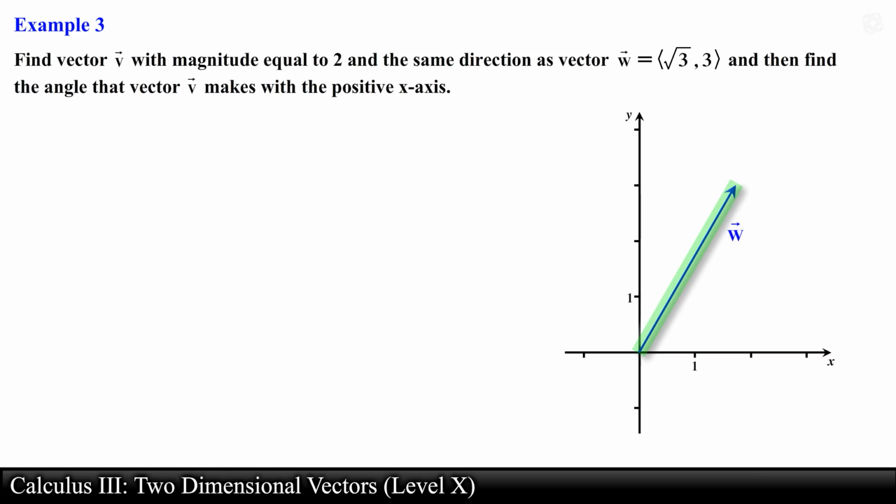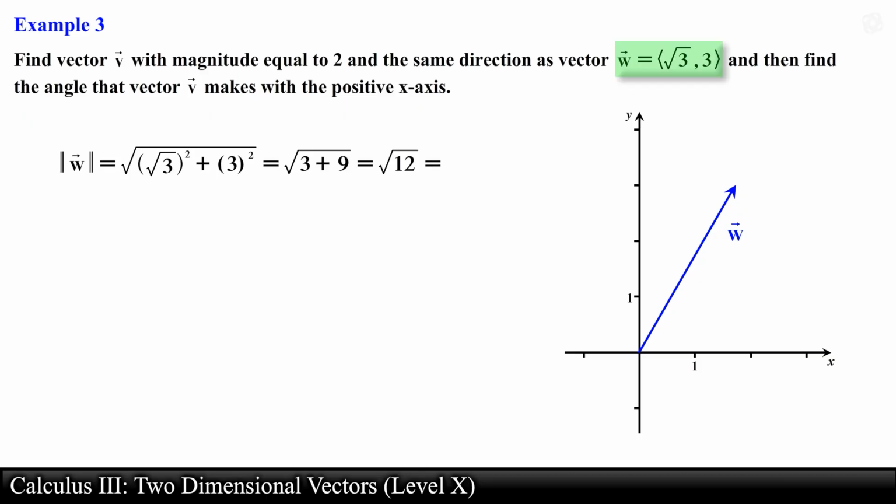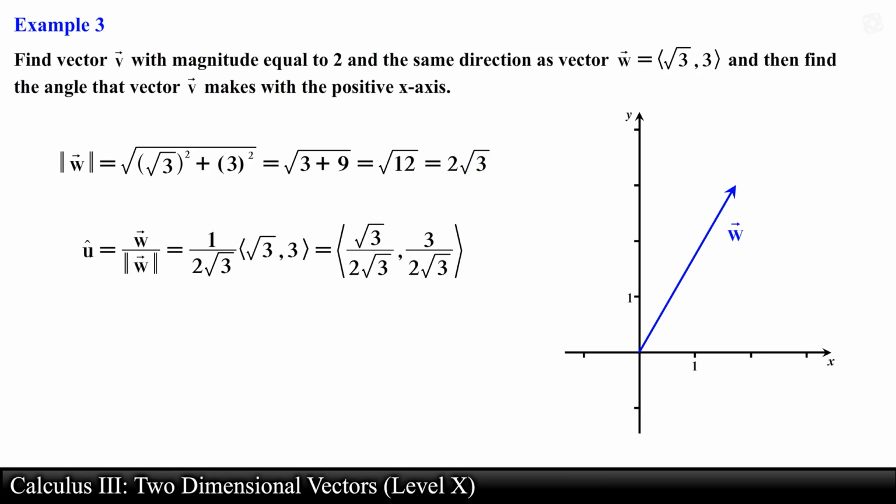Once we have those components, we can easily scale the unit vector to obtain vector v. So we first need to find the magnitude of vector w. Using the Pythagorean theorem and simplifying, we obtain 2 root 3. Now we divide each of the components of vector w by this magnitude as follows.